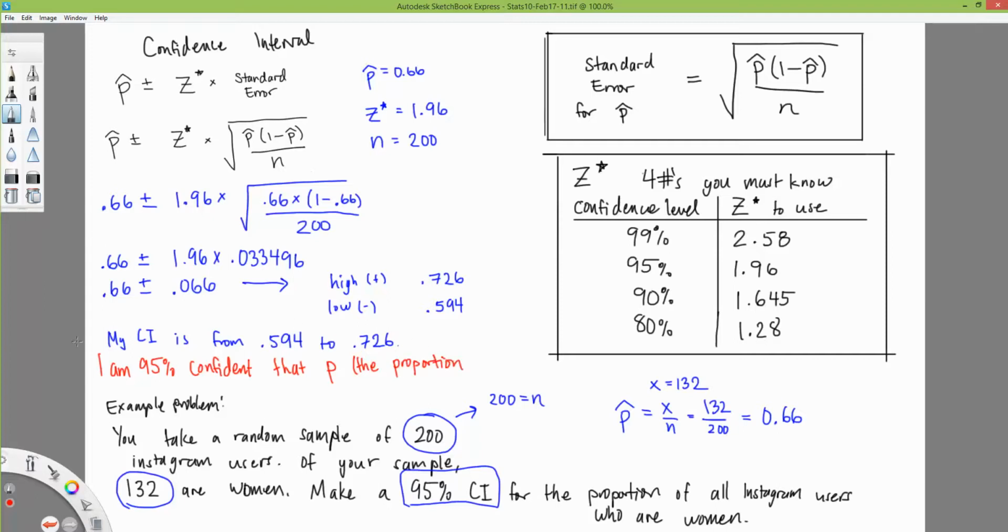Let me, I'm running out of space here. Proportion of Instagram users who are women is between 0.594 and 0.726.